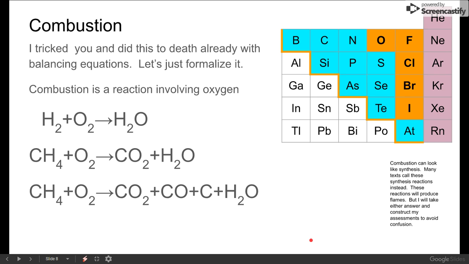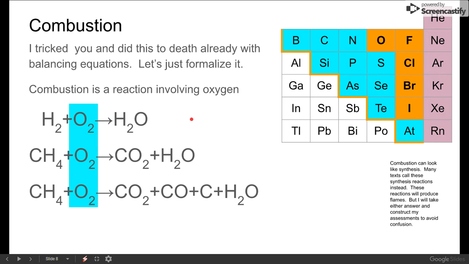Continuing types of reactions, we're going to look at combustion. And again, there's nothing new here. I've done all of these with you. It's just the idea of identifying the reaction as combustion. So don't think yourself into believing there's more work than there is.